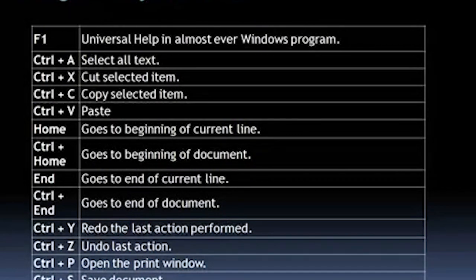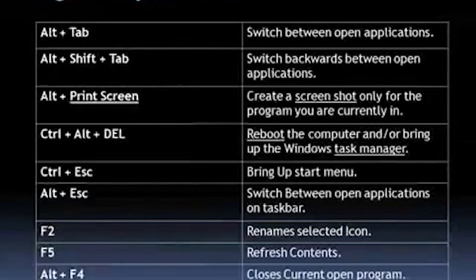Control Y redoes the last action you just performed. Control Z will undo the last action. Control P prints, and Control S saves. These are pretty much universal across Windows, no matter what software you're running. You can be running Adobe software, you can be running Microsoft software inside Windows. They'll all do these same functions.